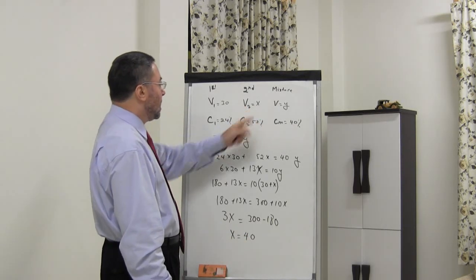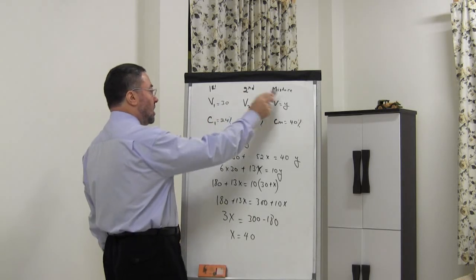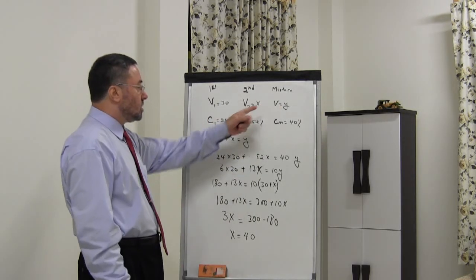So we need 40 quarts to mix with 30, and that will give us the final volume, which is 70.